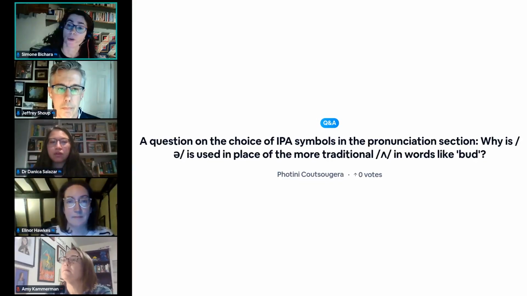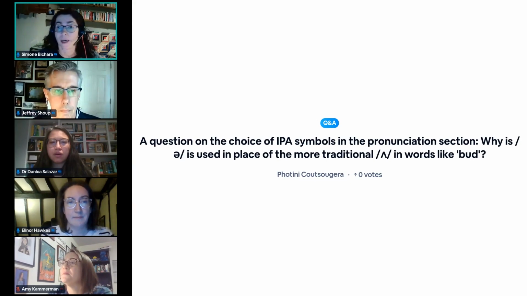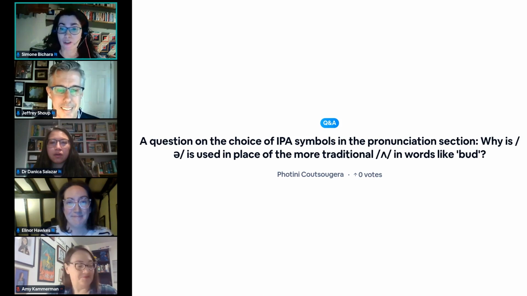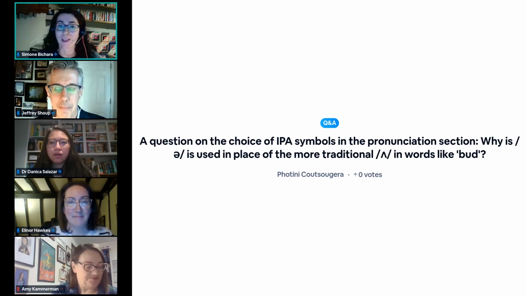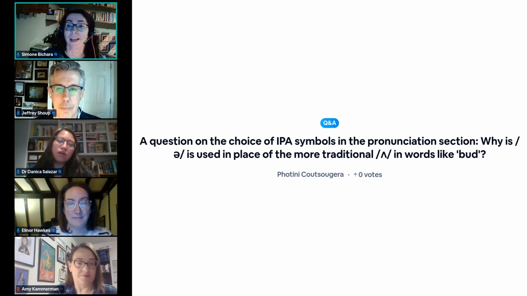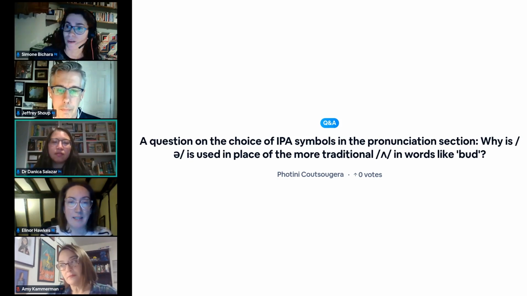Right, so moving on to the next question. A question on the choice of IPA symbols in the pronunciation section. I'm not able to read the IPA symbol, so I'm just going to say, why is this symbol used in place of the more traditional other symbol in words like "but"? Danica, I don't know if you can answer that one. I'm afraid our choice of transcription is outside of my purview, and you will have to refer to our pronunciations editor to answer that.